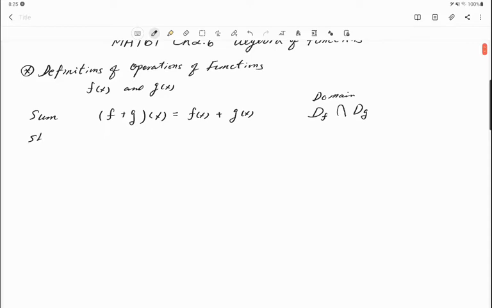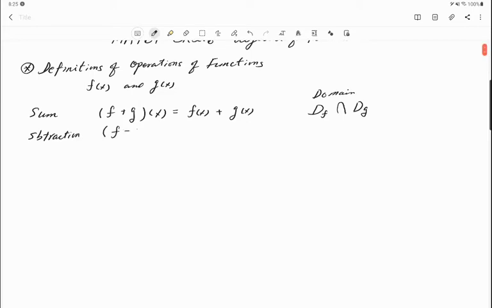How about subtraction? Then what we do is just subtract to find the difference. So (f minus g)(x) means find the difference between f of x and g of x, so f of x minus g of x. That's the subtraction. Let me write it as difference, that's better. Also, the domain will be the intersection of the domain of function f and the domain of function g.